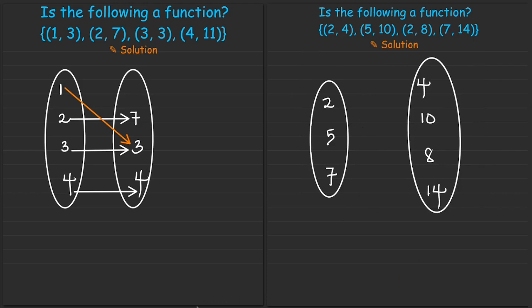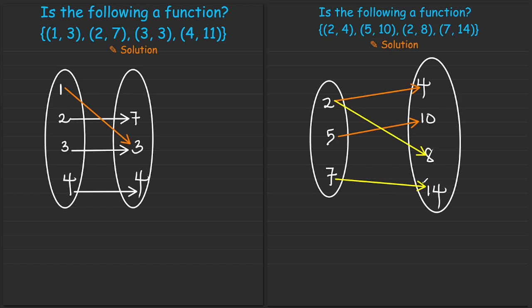So with this, you realize that from our domain, we have 2 being mapped to what? 4. So 2 is mapped to 4. Then we have 5 being mapped to 10. We have 2 again being mapped to 8. This alone is to tell us that there is something wrong. You see, so 2 is mapped to 8. And then we have 7 being mapped to 14.